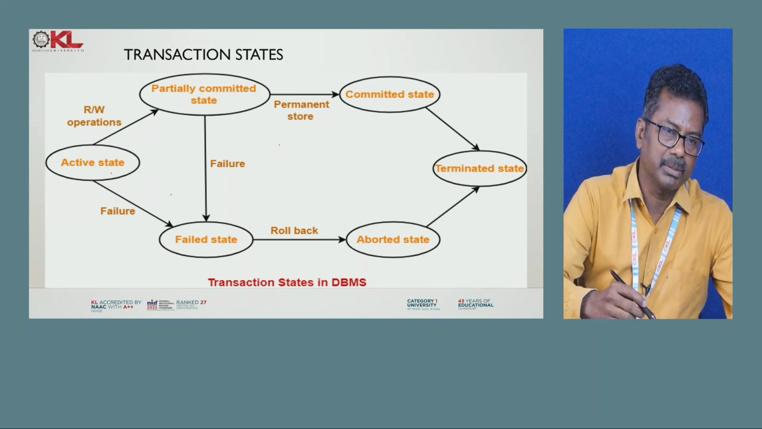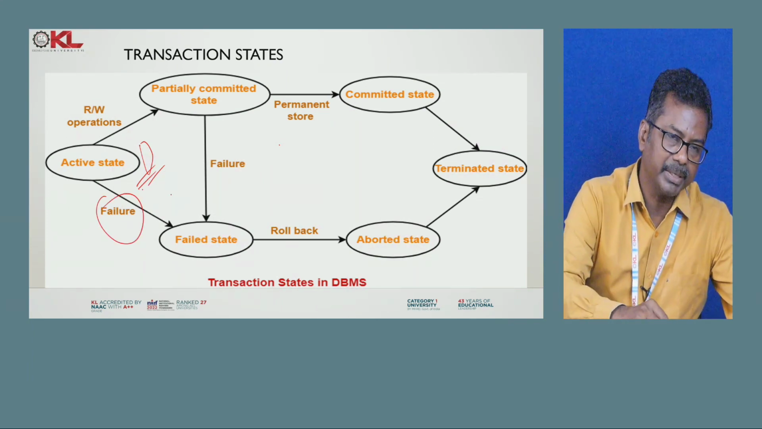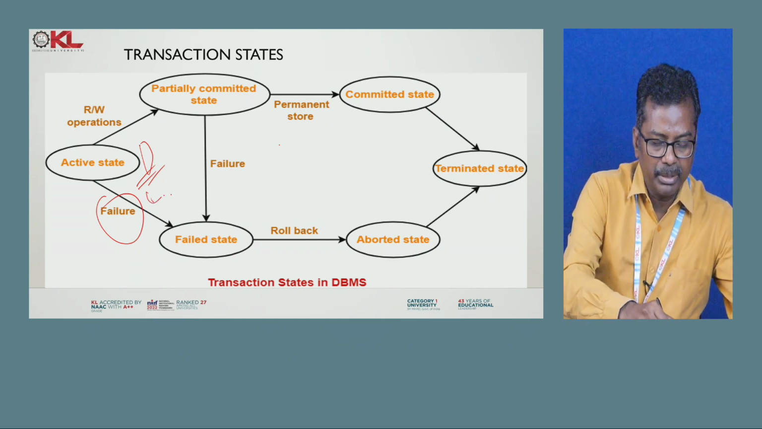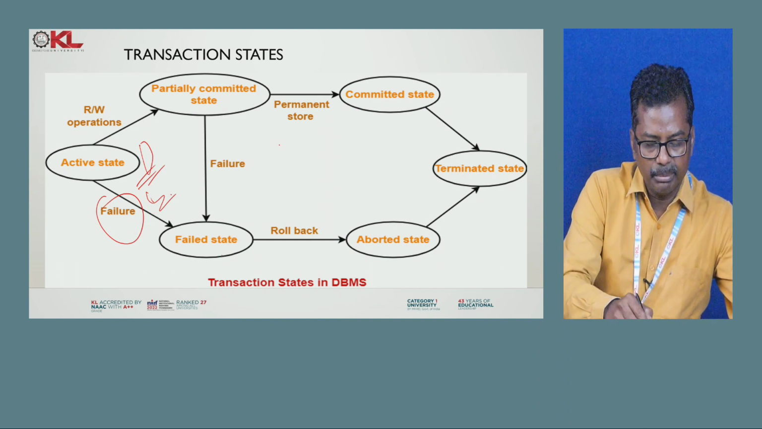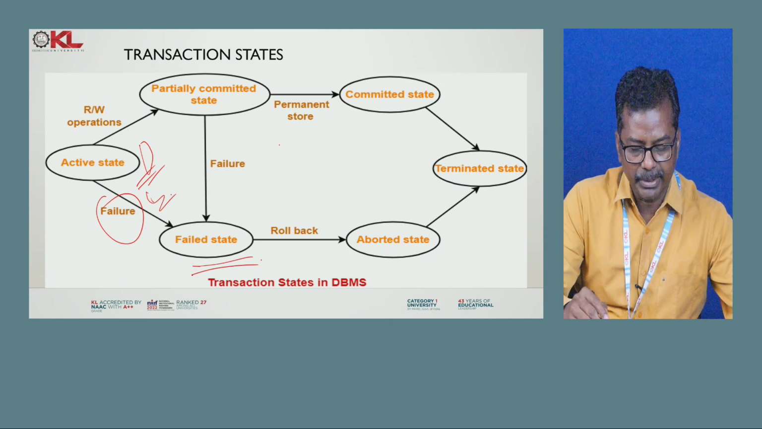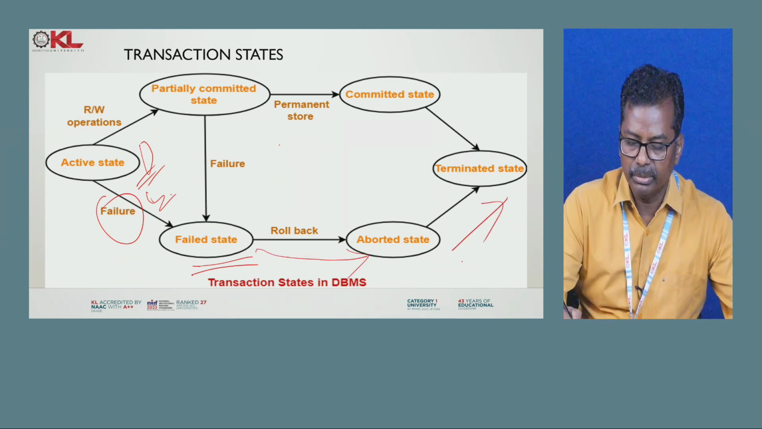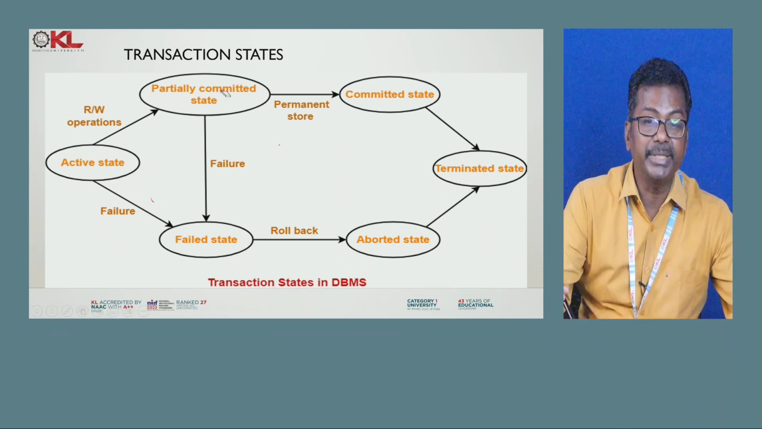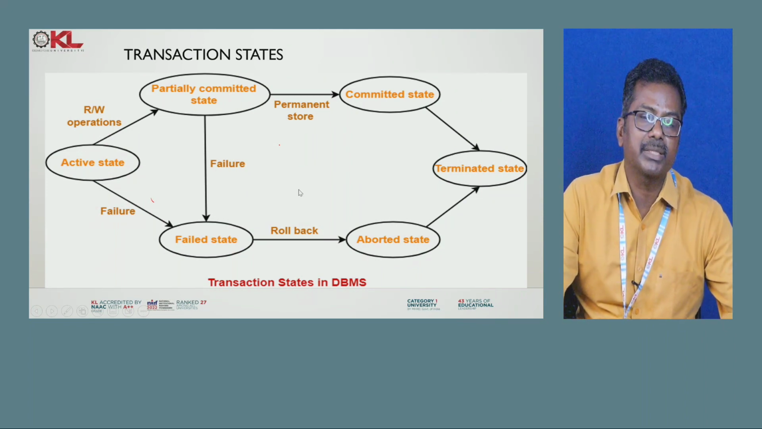Similarly, what happens at the active state itself? At the active state itself, let us say it fails. That means no reading or writing operations took place. Then the system fails, and similarly it will move into the failed state, and from the failed state to the aborted state, and simply from the aborted state to the terminated state. So this is about the states of a transaction. This is called the transaction state diagram.